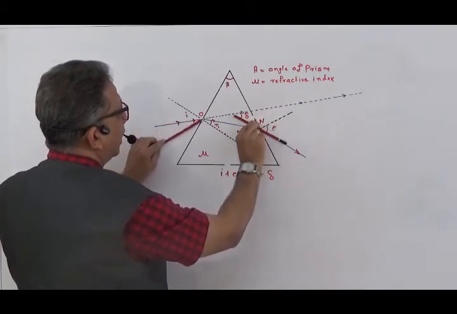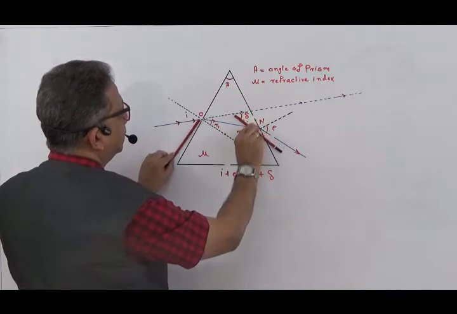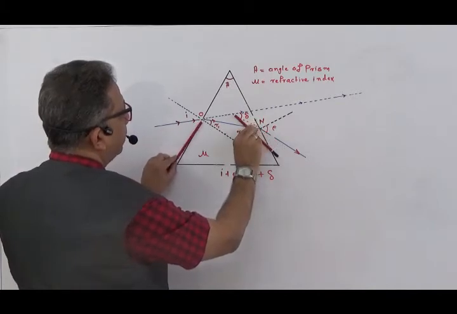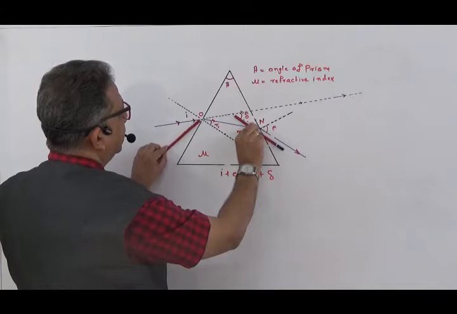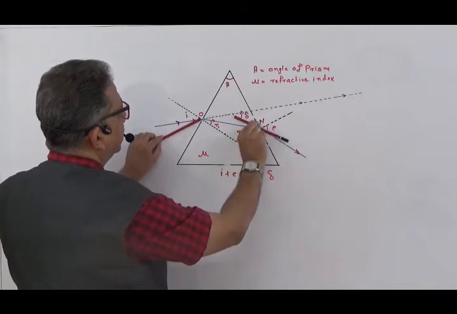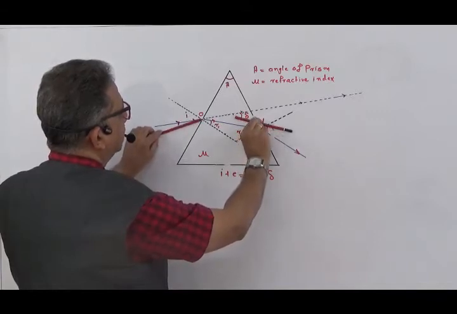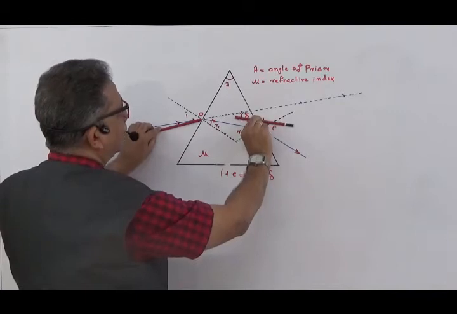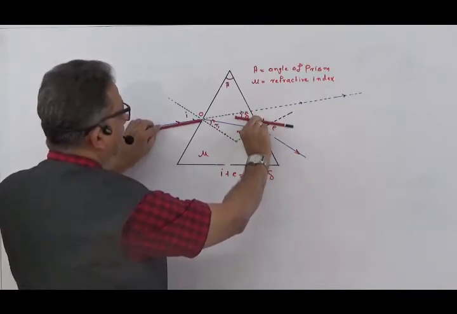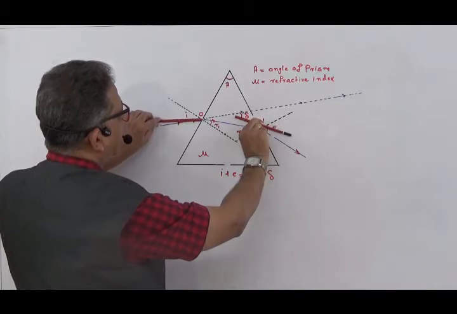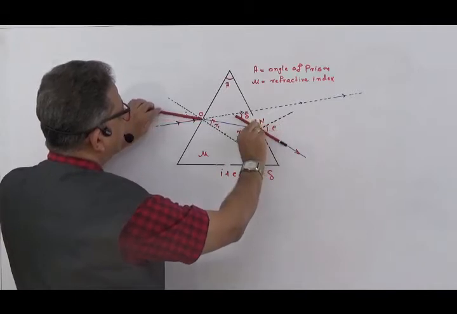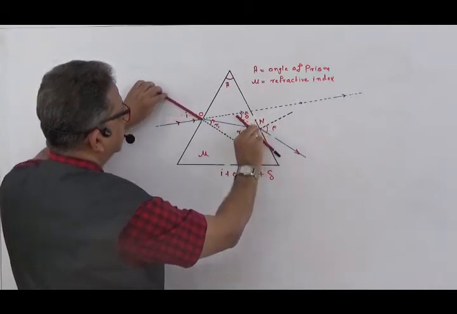As you can see, as I keep increasing, it again keeps on increasing. If I reduce this, the angle of deviation keeps decreasing, right? And it will go to a minimum angle of deviation, and if I further decrease my angle of incidence, the angle of deviation will again start increasing.